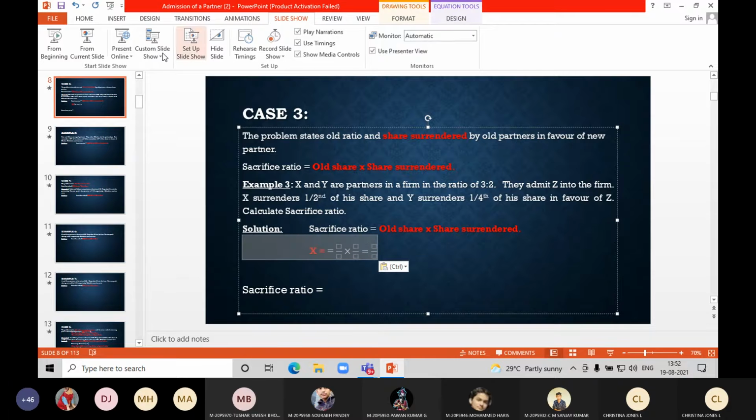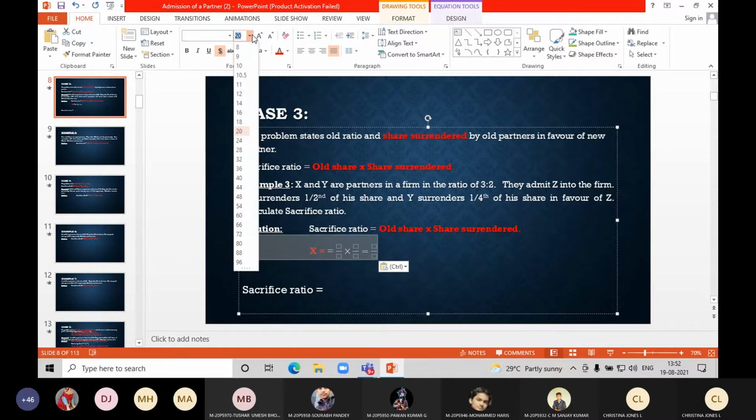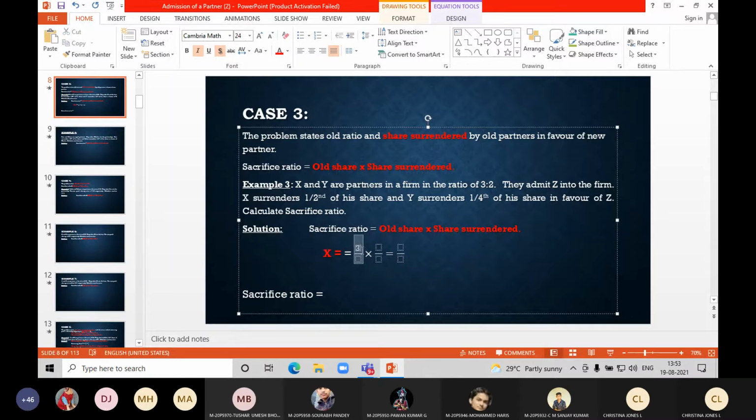Okay, 1 minute. I'll just increase the font. Okay, now what is X's old share? 3/5, correct? 3:2. This is what X and Y had. So X's old share is 3/5. How much X wants to surrender? 1/2. He's having this much. Out of this, he wants to surrender half of it. 1/2. Multiply. Remember, LCM has to be taken only if it is adding or subtracting. Formula is old share into share surrendered.